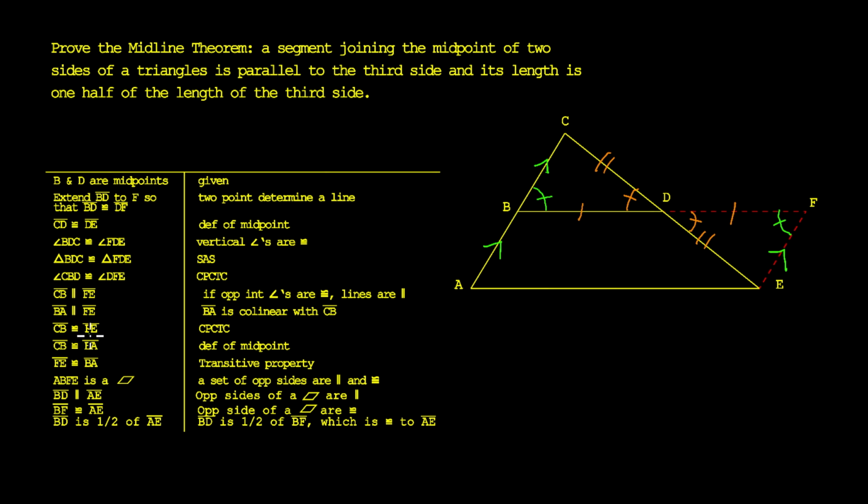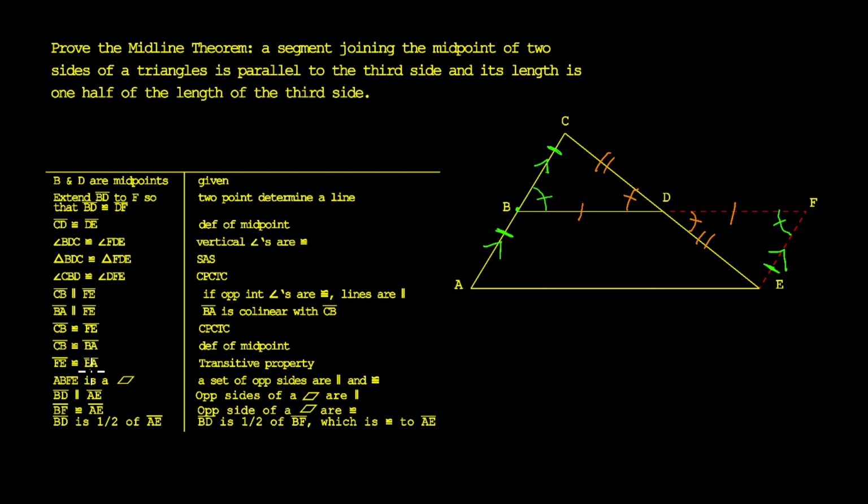Next, CB is congruent to FE. CPCTC, corresponding parts of congruent triangles are congruent. So CB is congruent to FE right there. Then CB is congruent to BA, definition of midpoint. If B is the midpoint of CA, then CB and BA are congruent to each other.